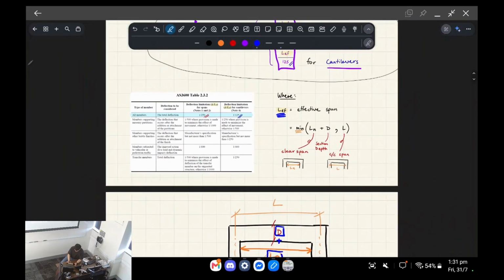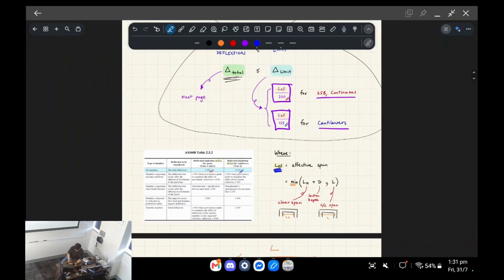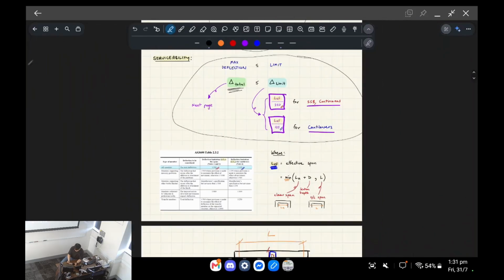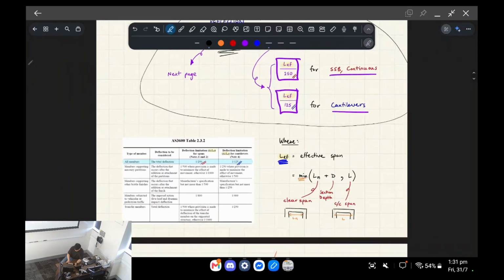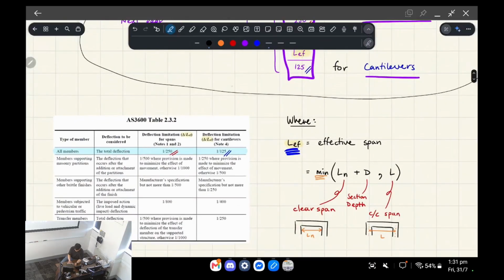Okay, so you take that value and you divide it by either 250 or 125. Or sometimes it's overwritten in the question. So if you're reading the question and it tells you take a limit of L on 350, L_ef on 350, then that's the limit that you take. Okay. Any questions so far?